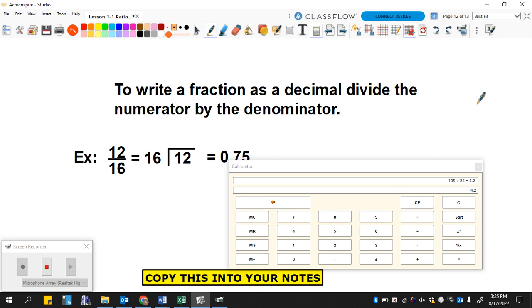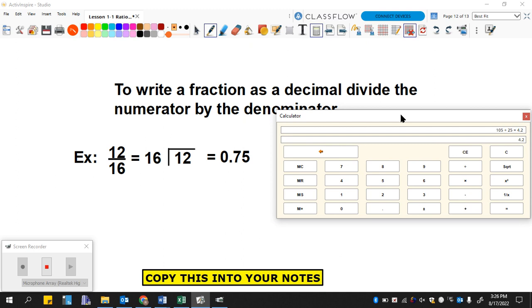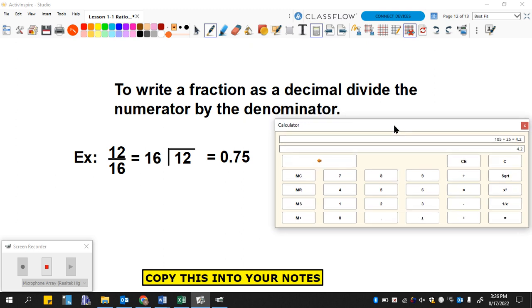Basically, to write a fraction as a decimal, you just divide the numerator, the top number, by the denominator. So for 12/16, you go 12 divided by 16, and you end up with 0.75. To convert a fraction to a decimal, I'm good with you guys just using a calculator to do that.